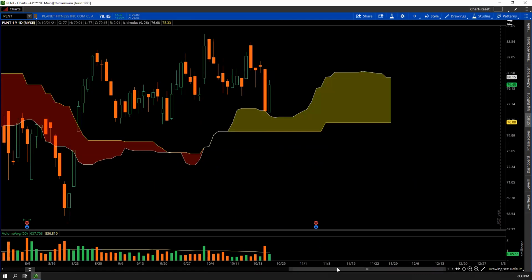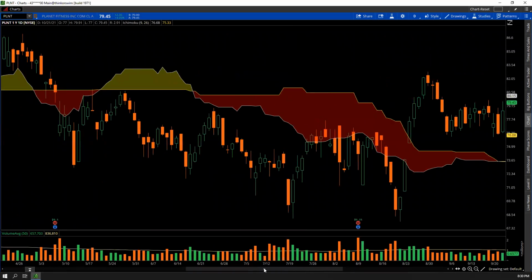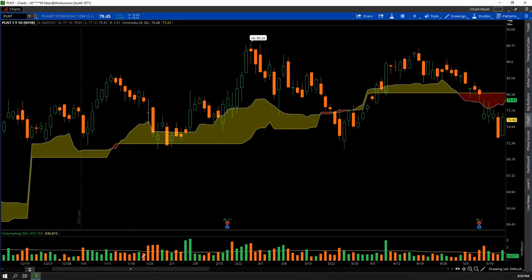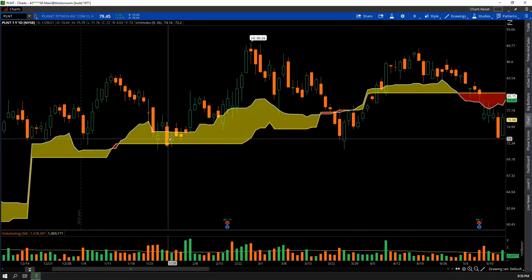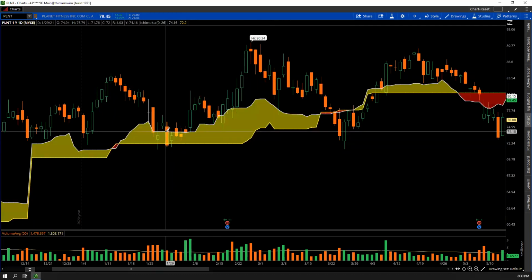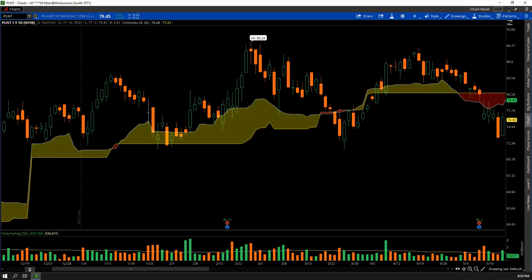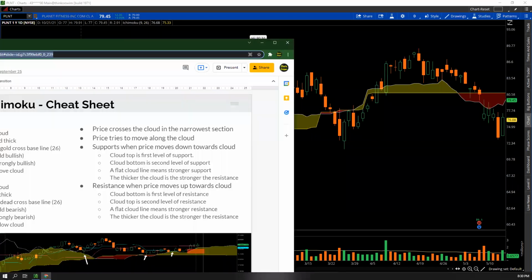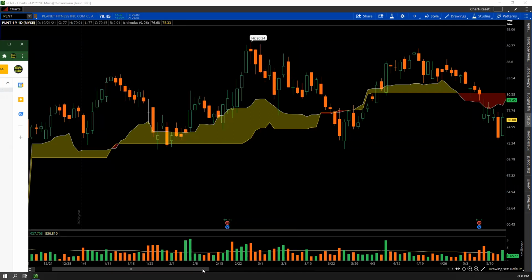The second level of support, once it loses the top, is the bottom of the cloud. For example, there might be some scenarios where it lost the top, like here it lost the top. First is support here, but again, it held the bottom as support and then bounced back, and it moved along the cloud up, right? So first level of support, second level of support, and if it loses that, then that's it. So cloud top is the first level of support, cloud bottom is the second level of support, and then a flat cloud line means a stronger support. That's what happened here, right?